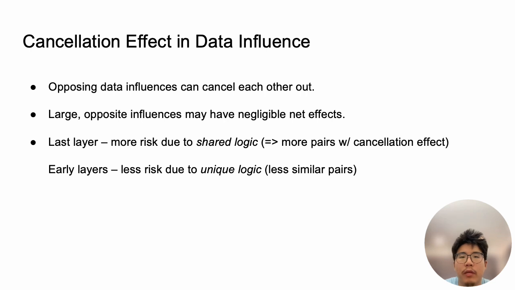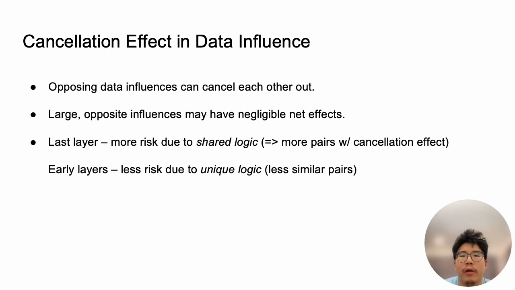Then what is the cancellation effect in terms of data influence? When opposing data influences are present, they can effectively cancel each other out, leading to a less accurate influence score. For instance, if two examples show strong but opposite influence, say one with positive 0.8 and another with negative 0.7, their combined effect on a prediction might be minimal, in this case just positive 0.1.